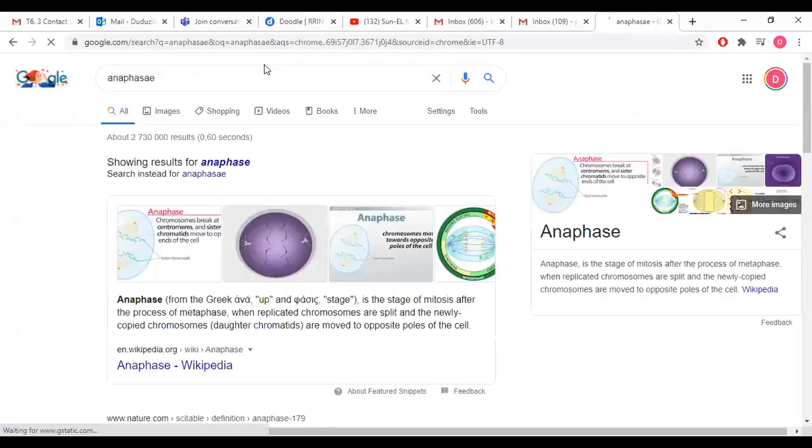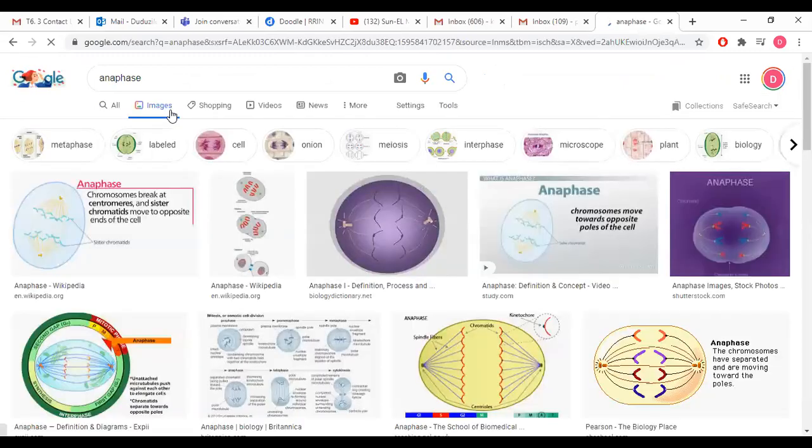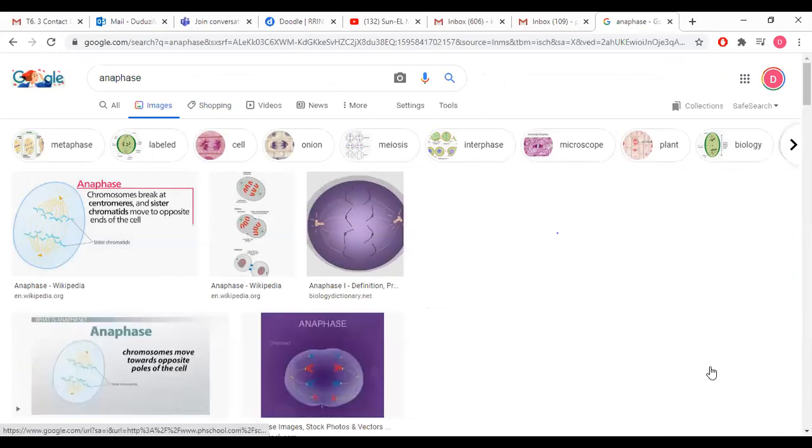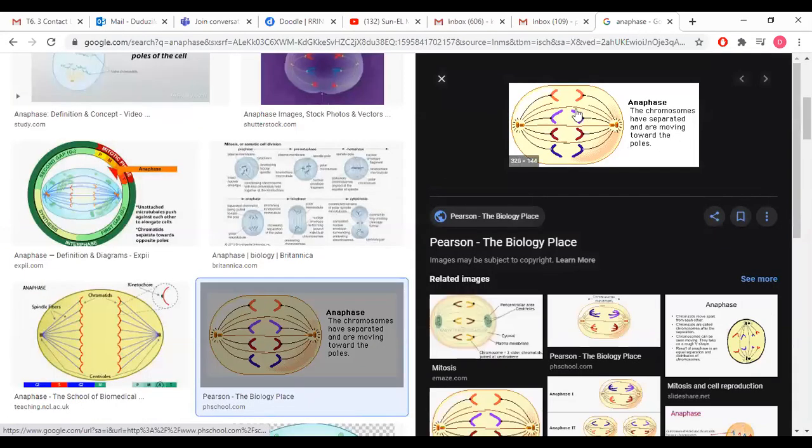I spelled it wrong. There. See an image. You see what's happening? They are moving apart. There. They are moving apart. You see? Apart from each other now. That's why the A here, you think of it as apart.